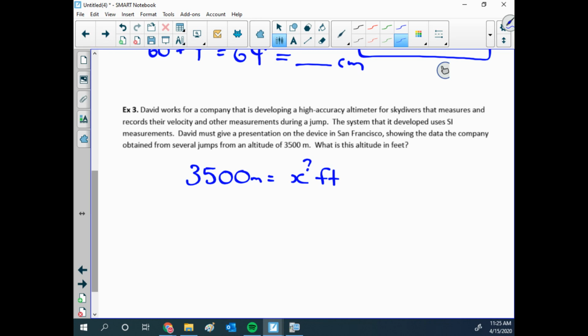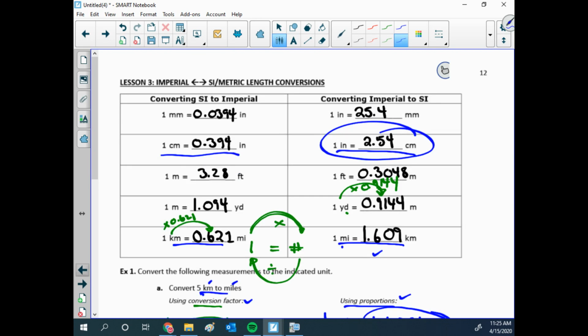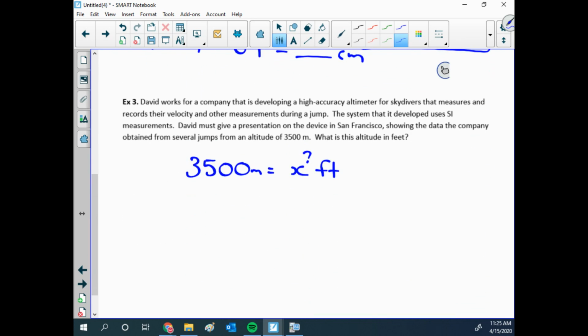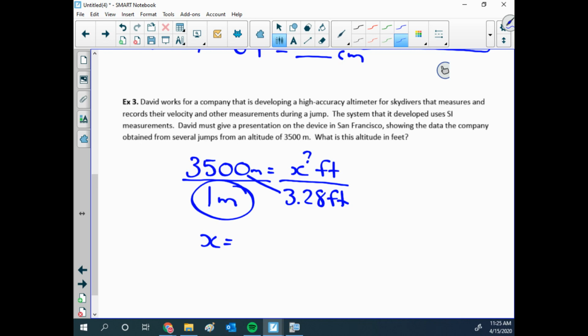So I'll have to go find a conversion factor from meters to feet. So we'll use this one. 1 meter is equal to 3.28 feet. And I could just insert that right under here that I know 1 meter is equal to 3.28 feet. And once I have that set up, cross multiply and divide. So x is equal to about, they skydive from about 11,480 feet high.